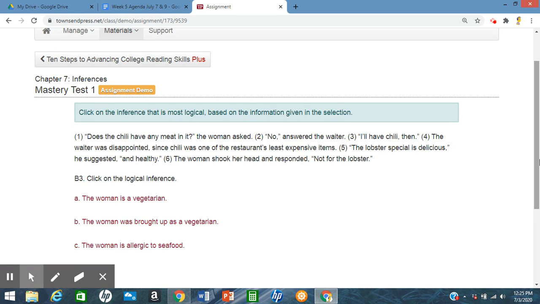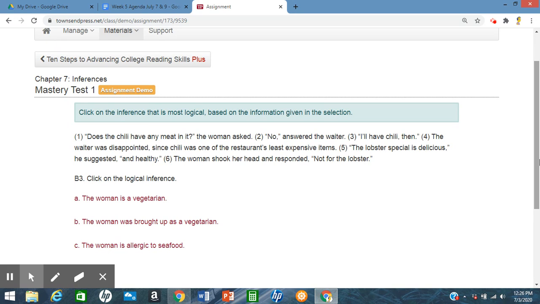So, what is our logical inference here? A, the woman is vegetarian. B, the woman was brought up as a vegetarian. Or C, the woman is allergic to seafood. Well, the fact that she asks the question, does the chili have any meat in it? And when the waiter responds with no, then she says, I'll have the chili, tells me that she does not want any meat. So I know it can't be C, because nowhere does it indicate anything about seafood allergies.